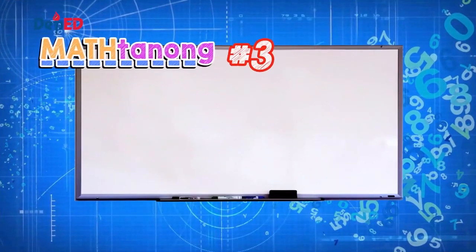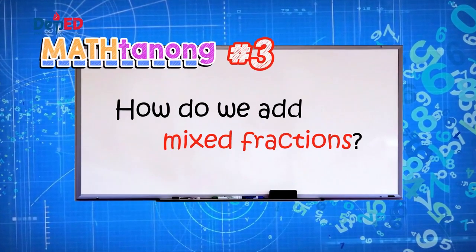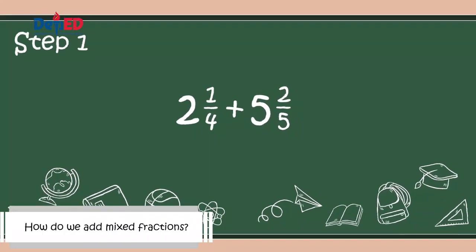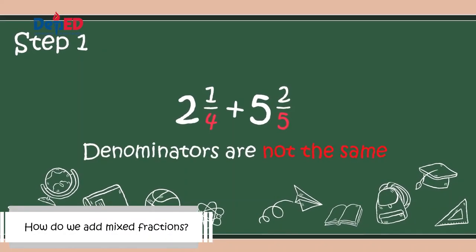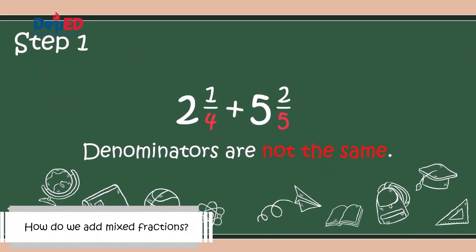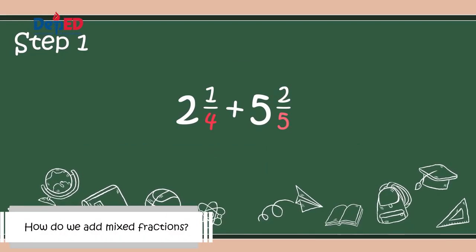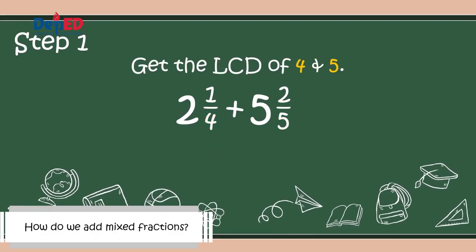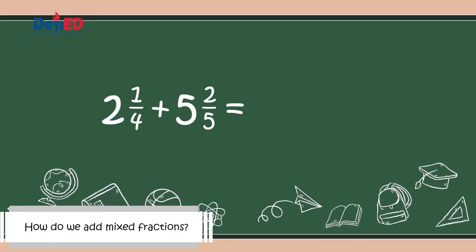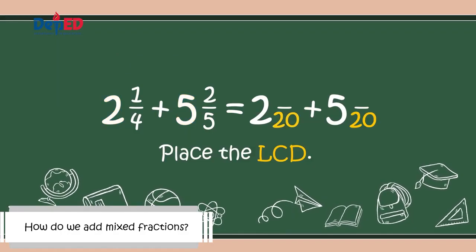Math Tanong number 3. How do we add mixed fractions? Let us try. Step 1. Since the denominators of the fractions are not the same, we need to change them into similar fractions, for we cannot add directly. Change fractions to similar fractions through getting the least common denominator or LCD of 4 and 5. By using any method, the LCD of 4 and 5 is 20. Copy the whole numbers 2 and 5 and put the common denominator.